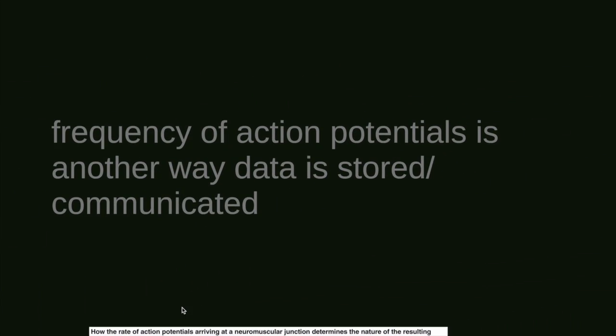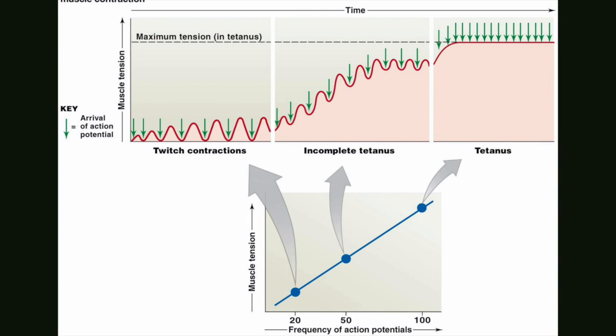And this shows the frequency of action potentials is another way data can be stored or communicated. This is what we saw with muscles. A low frequency of action potentials gives you a small contraction. A higher frequency would give you more tension. Same thing with light touch. A light touch would generate a low frequency of action potentials, whereas a heavier touch or a harder touch or a heavier weight would give a higher frequency of action potentials.